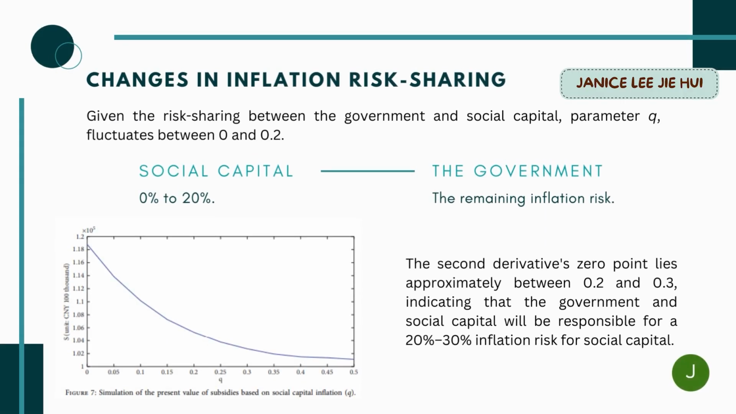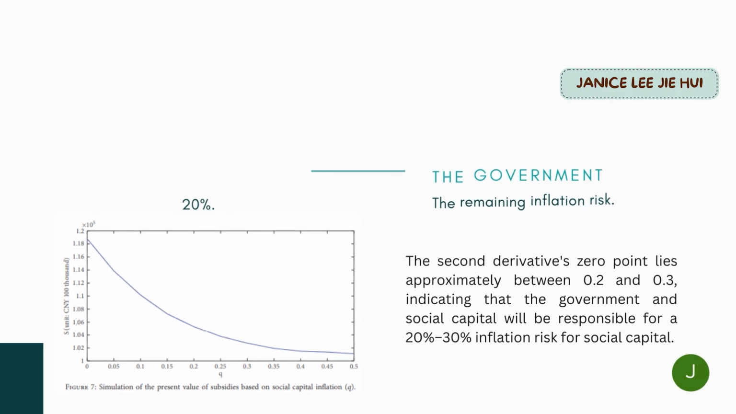The cumulative inflation risk that social capital will bear ranges from 0% to 20%, while the government will bear the remaining inflation risk. Based on figure 7, the second derivative 0 point lies approximately between 0.2 and 0.3, meaning the government and social capital will be responsible for a 20% to 30% inflation risk for social capital. It reduces the government's exposure to risk without making social capital intolerable.